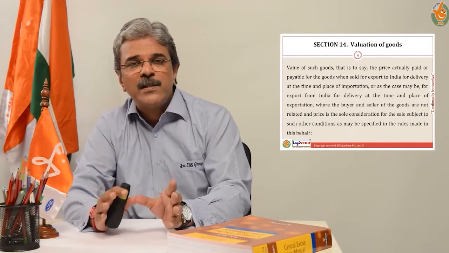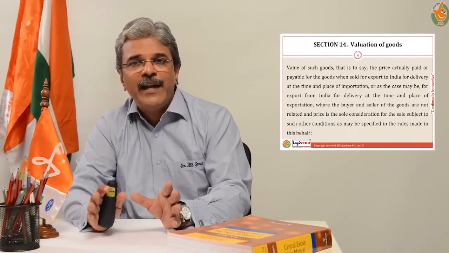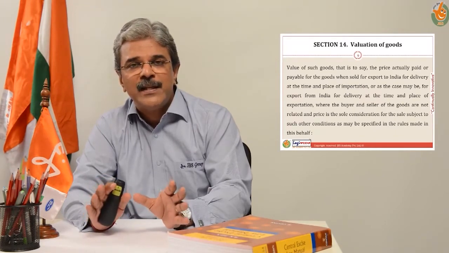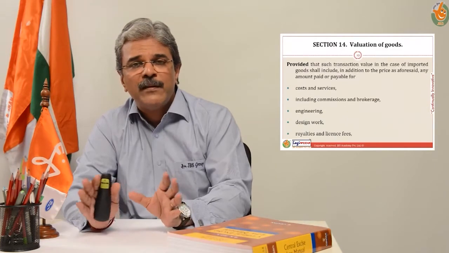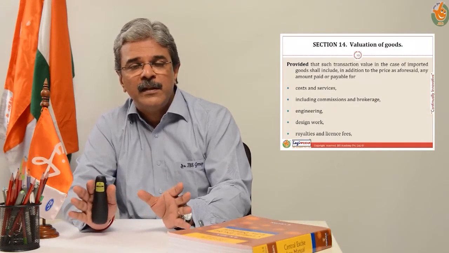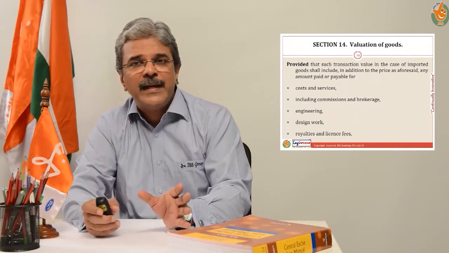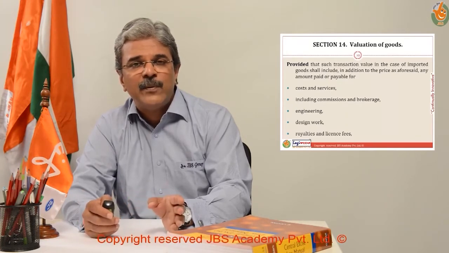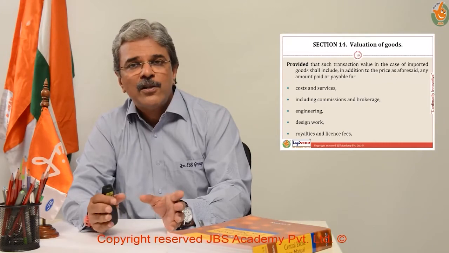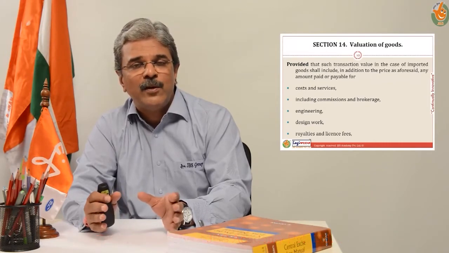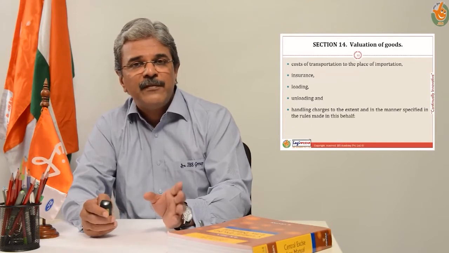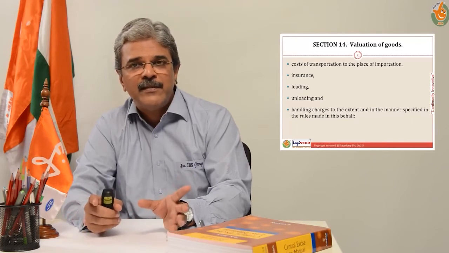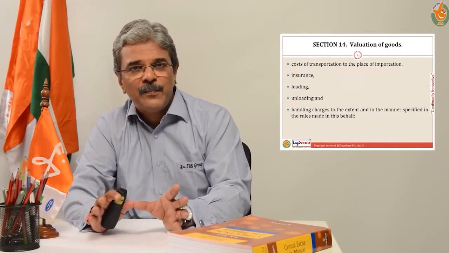It further says that rules shall be made under section 14, valuation of goods, and those rules have already been made; 2007 is the latest version, which is to be covered separately in valuation of goods. What does it say? That costs and services including commissions and brokerage, engineering, design work, royalty and license fees, cost of transportation, insurance, loading, unloading, handling, etc., which have not been included in the price but have to be paid over and above the transaction value, shall be included in the value.